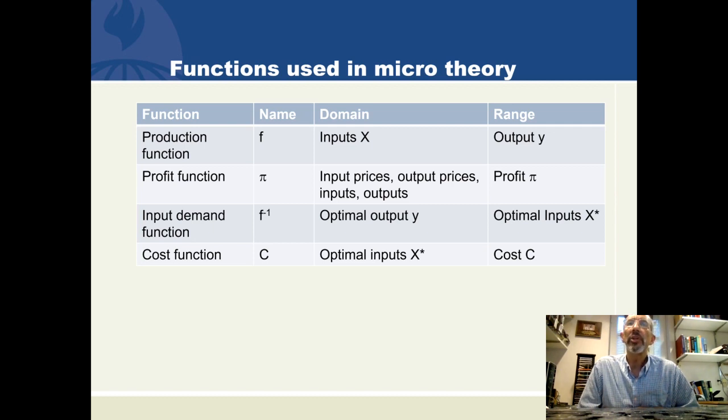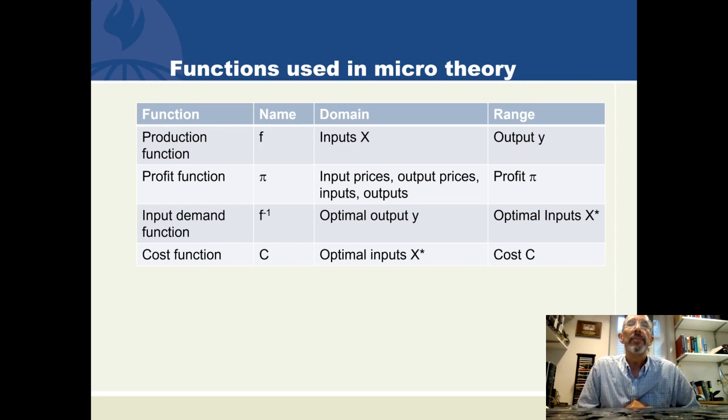Y. You'll notice that I used lowercase y for a scalar, a simple number of the number of donuts, but I put in uppercase X because it's a vector of many, many different inputs, labor and capital, etc. So that's our production function. We're going to review that in a little more detail in just a minute.